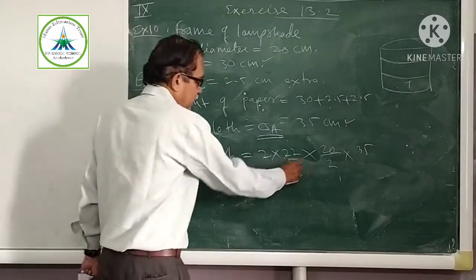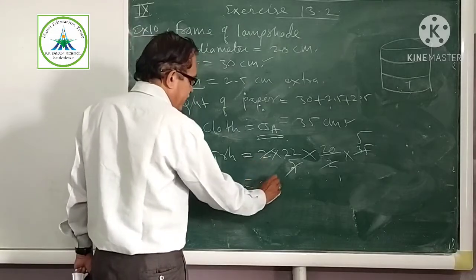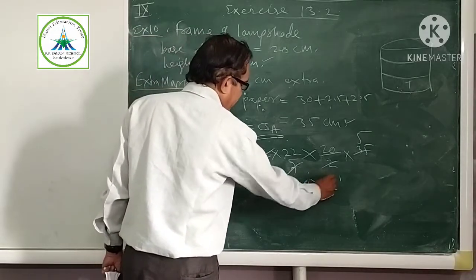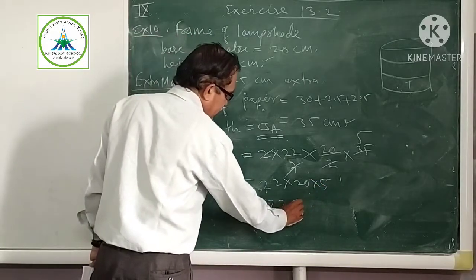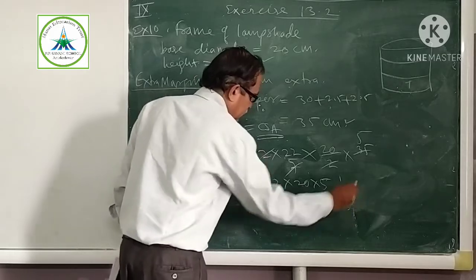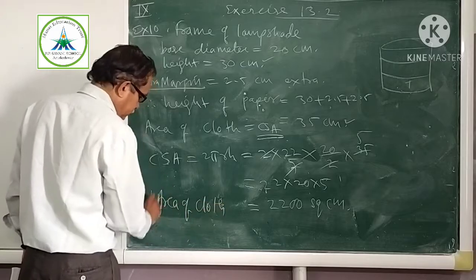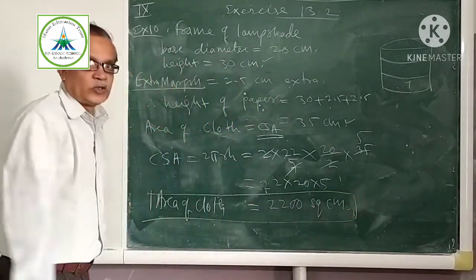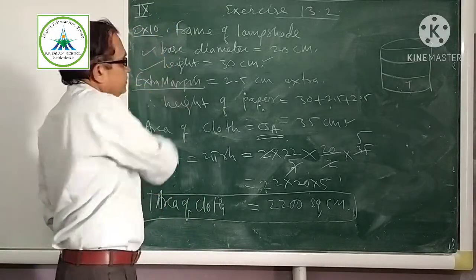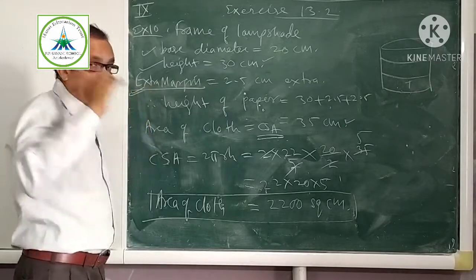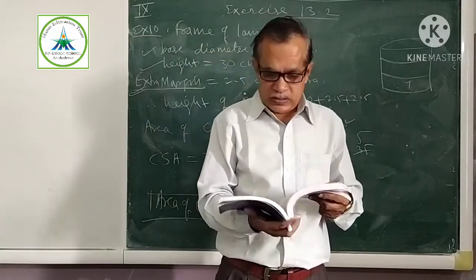See, very easily cancelable. So multiply 22 multiplied by 20 multiplied by 5. So 20 by the 100. So 2200 square centimeter. So area of cloth required is 2200 square centimeter. Got it? Students, please understand what is given. You are given extra margin at the top and bottom, means 2.5 at bottom and top is added. So total height is 35 centimeter.